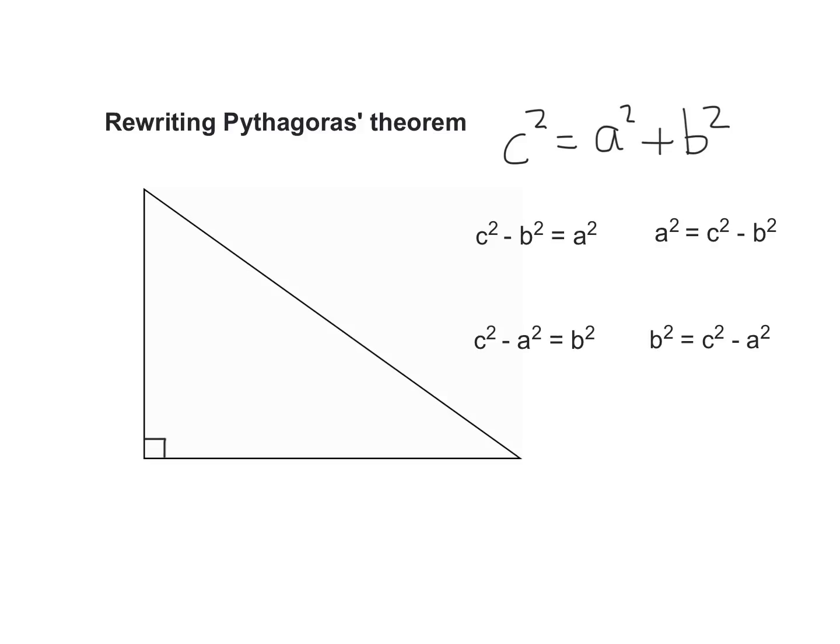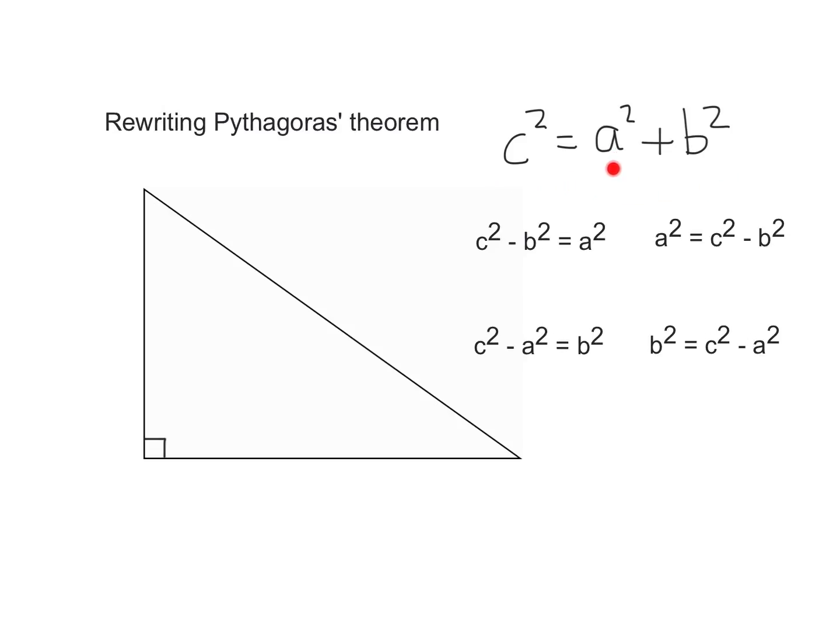Exactly the same happens if we want b to be the subject, or b is what we actually have to find. We can go c squared minus a squared equals b squared. So we've got b squared all by itself, and we can rewrite that again if we wanted to as b squared equals c squared minus a squared. So all we've done is just rearranged our Pythagoras' theorem by moving a squared across the equal sign, or b squared across the equal sign, to rearrange our formulas.